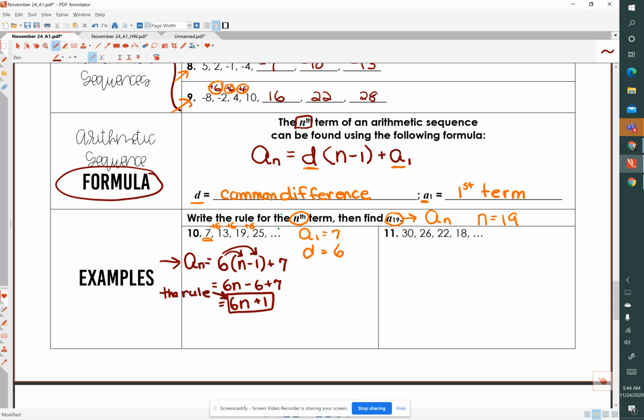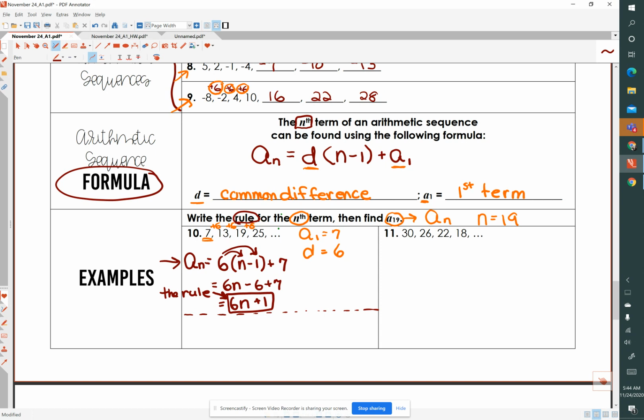Okay, so we've taken care of the first part. We've written the rule for the nth term in this sequence. Now we're going to find the 19th term. So this is really a second problem here.